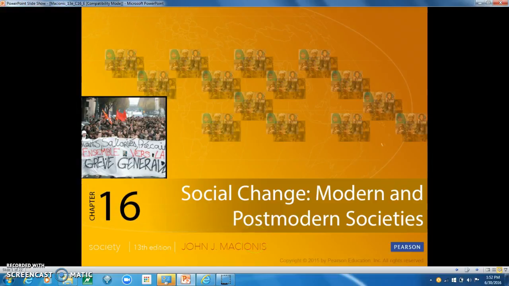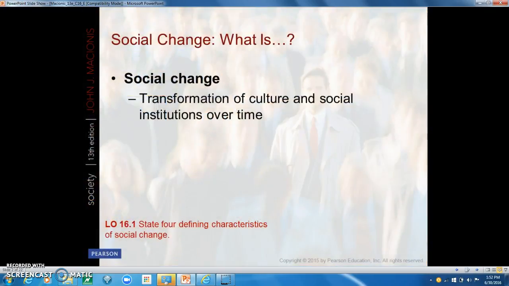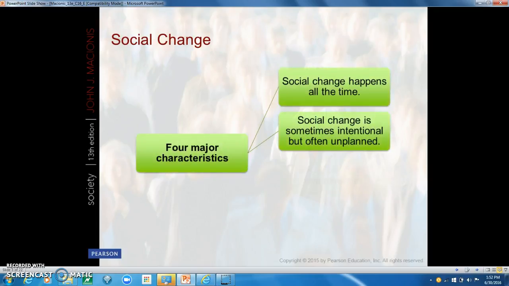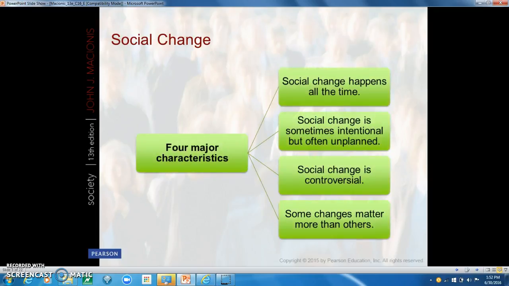Chapter 16 is looking at social change in both modern and postmodern societies. And I want to begin by giving you a definition of social change. It is transformation of culture and social institutions over time. Class, I want to say that social change happens all the time. It is universal. It may or may not be predictable.